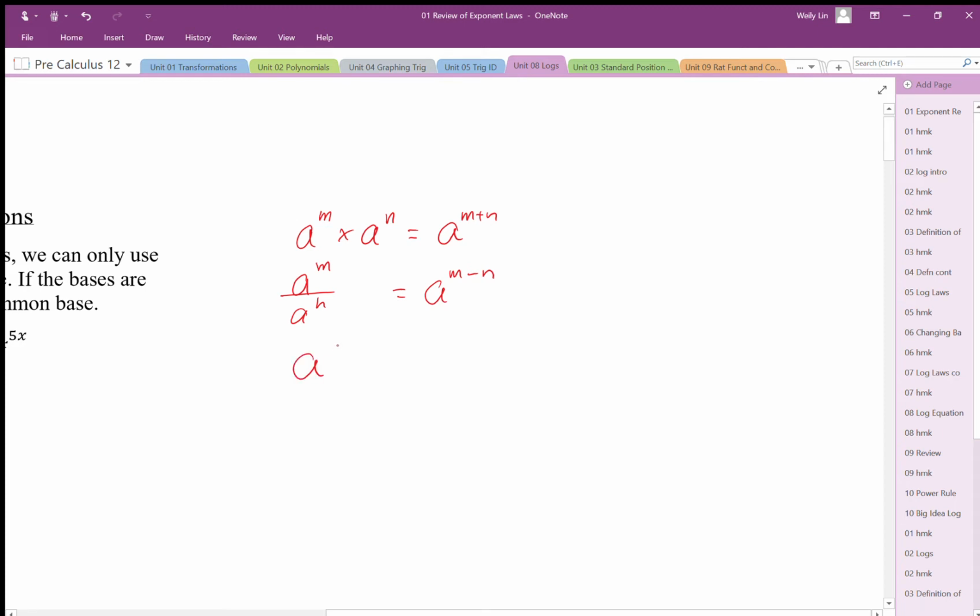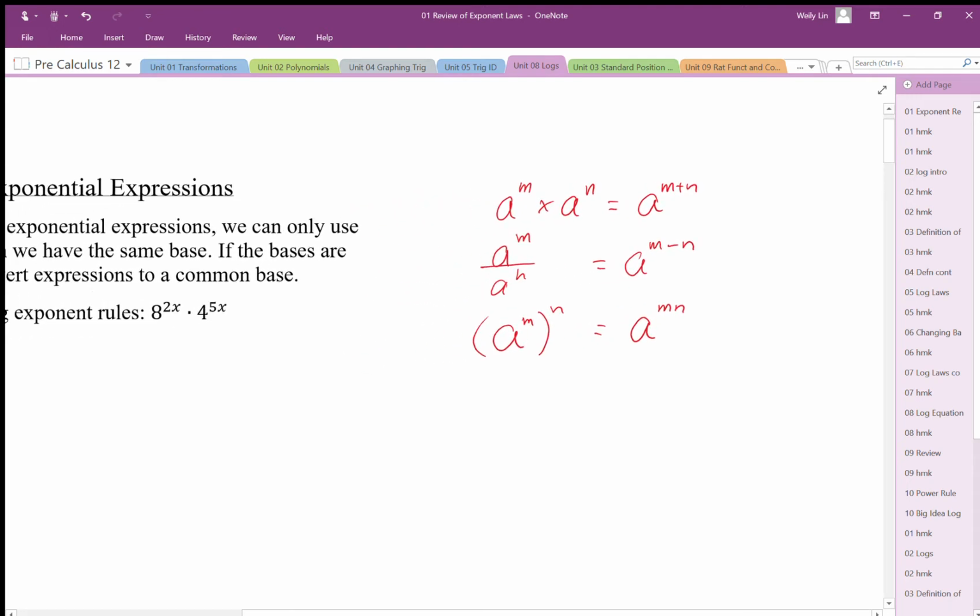We have this other rule, a to the m to the power n. Okay, this is a power to power, so this is grouping the multiplication. Because we're doing groups of them, n groups of a to the power m, we're going to count by grouping or count by multiplication. So those are basic exponent rules that we need to make sure we're familiar with.